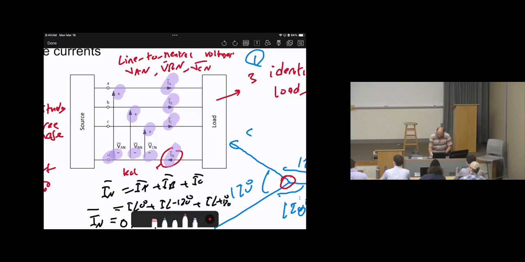And don't forget the bars. So that's the source: VAN, VBN, VCN. Live can be any of A, B, C. Neutral is the negative returning current, or returning conductor. When we have 4 lines, IA, IB, IC, then we have a neutral. Okay? Just look at this diagram, then you can get used to it.